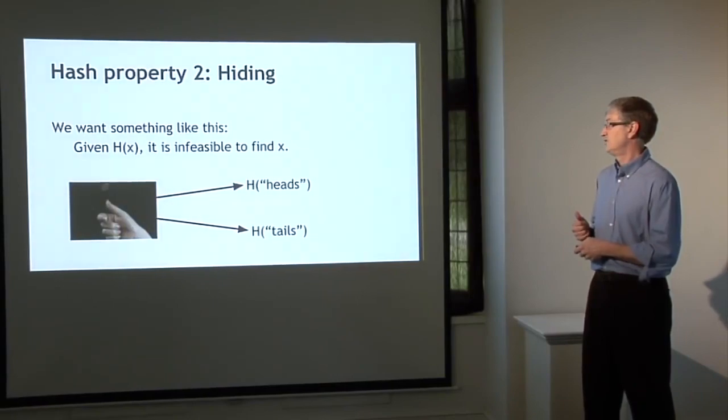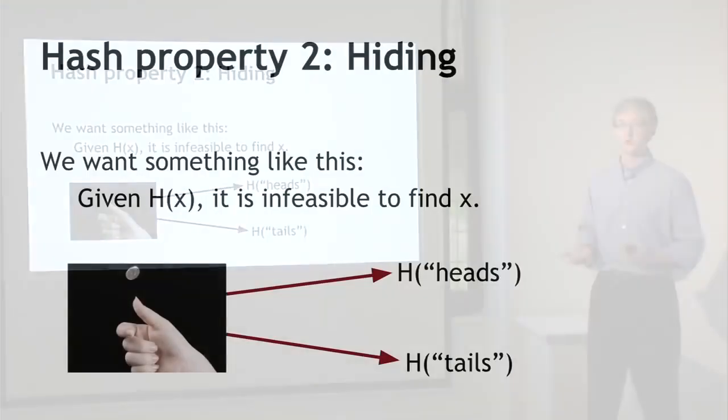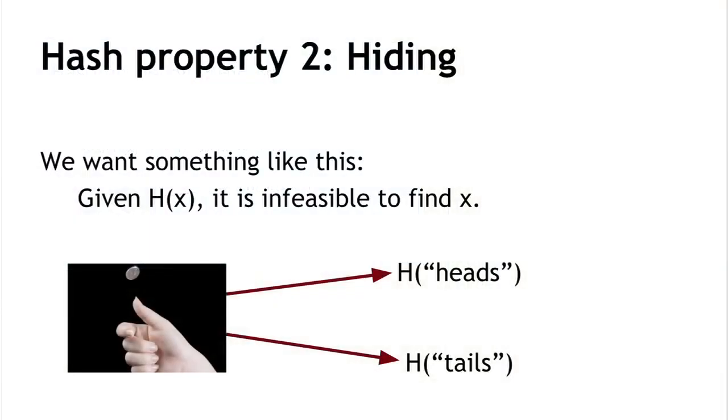Here, what we're going to do is an experiment where we flip a coin, and if the result of the coin flip was heads, we're going to return the hash of the string "heads", and if the result was tails, we're going to return the hash of the string "tails". Now we're going to ask someone who didn't see the coin flip but only saw this hash output to figure out what the string was that was hashed. That, of course, is going to be easy. It's easy to find x.